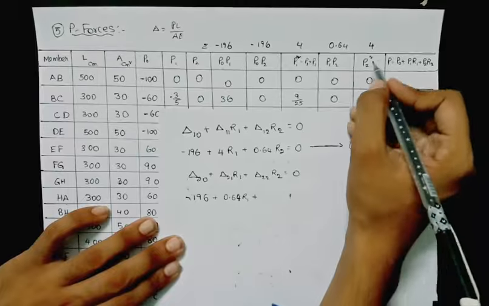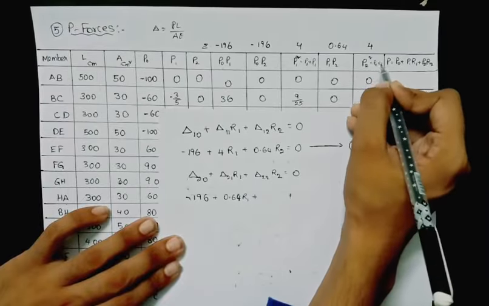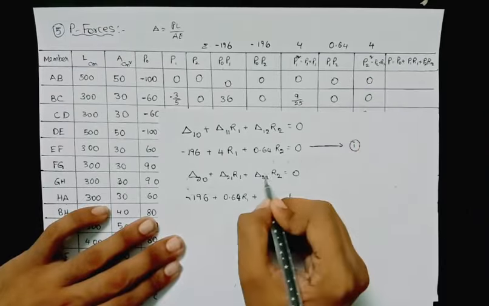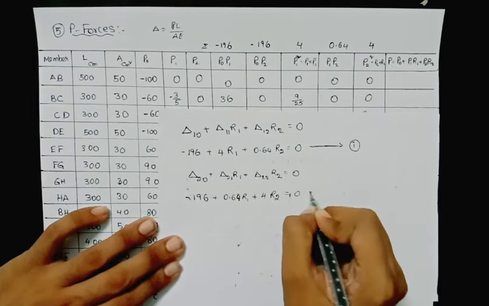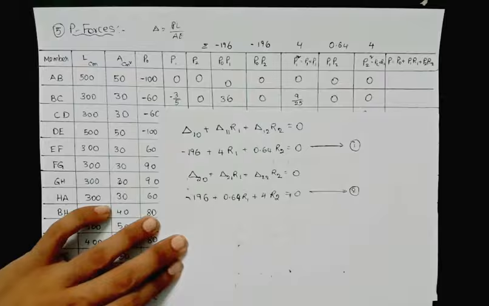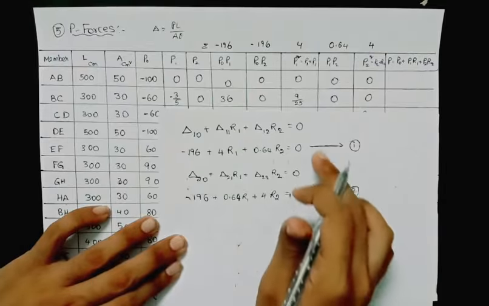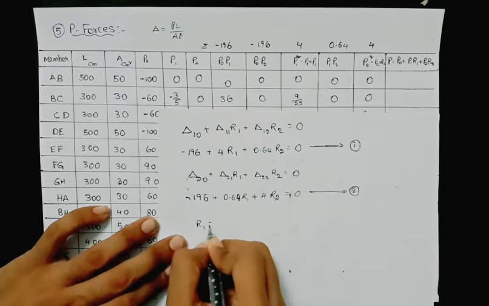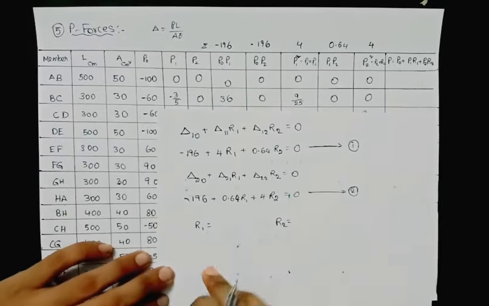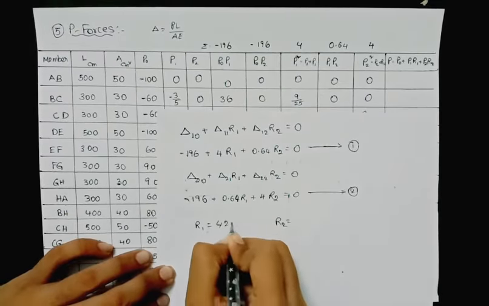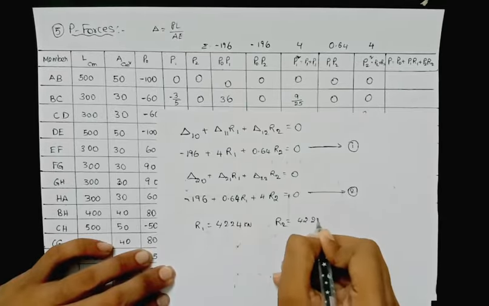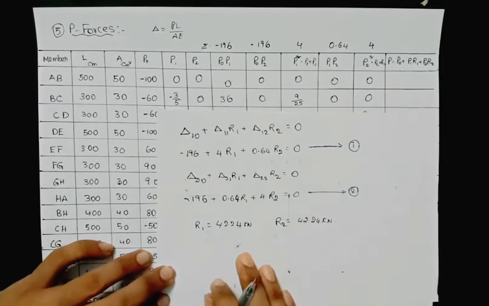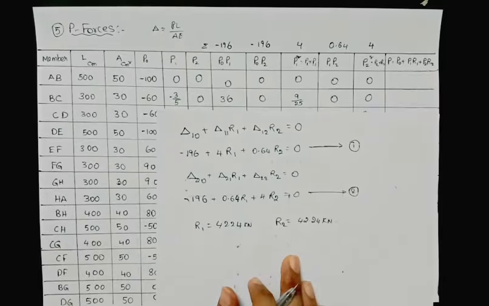And delta 22 means P2 is the multiplication of P2 into P2. So 2, 2. So here also 2, 2. So take that value, 4 into R2 equal to 0. This is the second equation. So on solving these two equations, you will get the value of R1 and R2. So after solving, I got R1 equal to 42.424 kilonewton. This is also 42.24 kilonewton. So I got both the values as same.